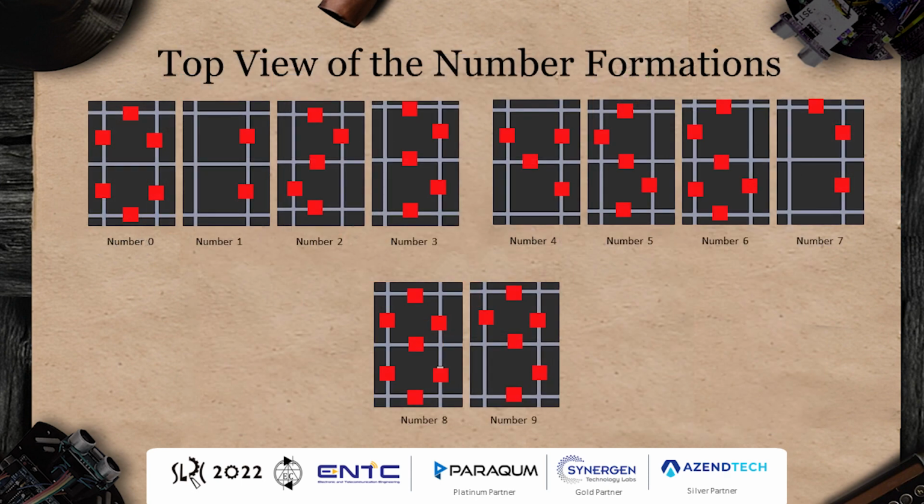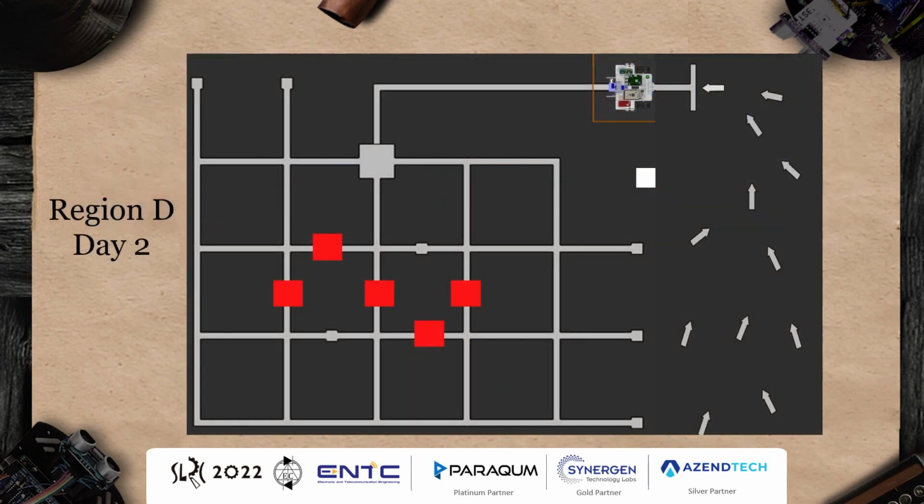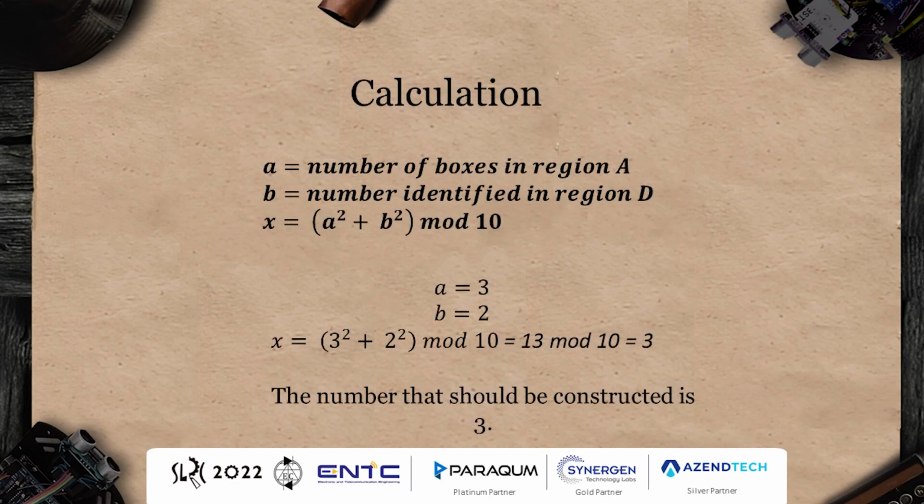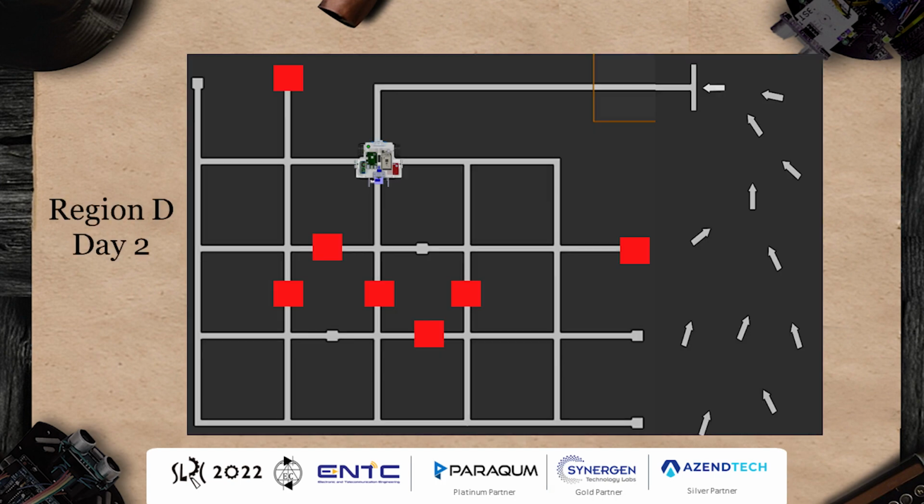The numbers are formed using the boxes. The formations for each number is shown in this slide. Your robot can enter the grid, traverse it, and identify the number. Then it should perform the following calculation using the numbers of boxes in region A and the number identified in region D. The last step is to modify the 7 segments of the current number to form the result of the calculation. You can do so by removing boxes or placing boxes.